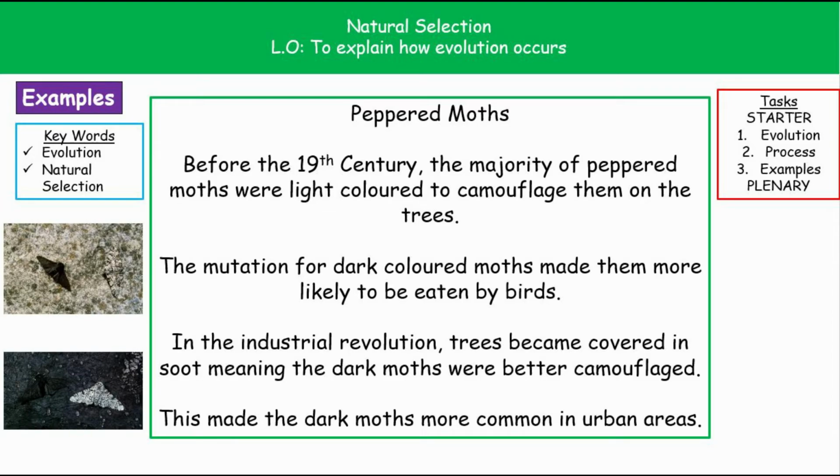Then what we saw was the Industrial Revolution took place and the trees became covered in soot. So at that point we've got a situation like the bottom picture, where the dark moth on the left hand side is really well camouflaged and the light moths stood out like a sore thumb. That meant the birds changed from eating the light moths, which were hard to see, to the dark moths, which were now easier to see. And we see that change. So in the urban areas, the dark moths became more common. Make sure you've got a summary of those points written down in your books.